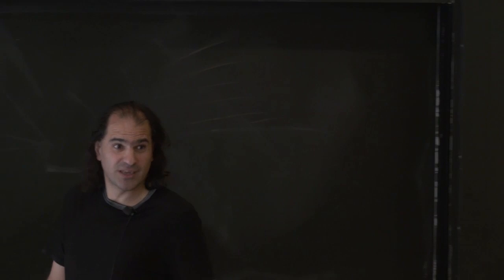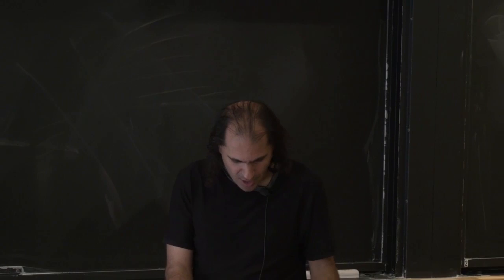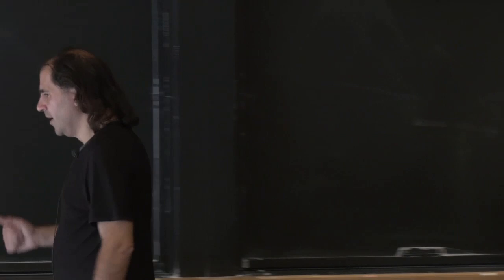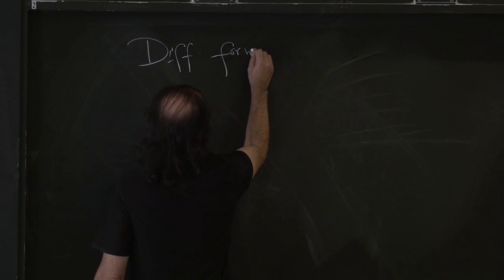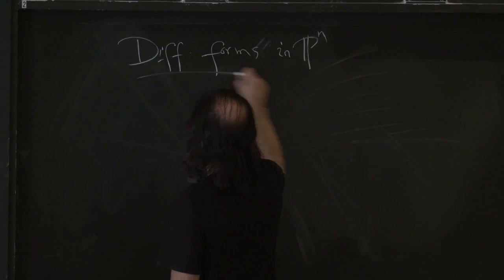So now, before switching gears, I want to talk about differential forms on projective space, because we still haven't justified that these things are actually volumes, right? We just appealed to the fact that you recognize a formula from the high school formula for area. I want to now tell you how you're supposed to think about it as an actual volume. So our next topic is differential forms in projective space.